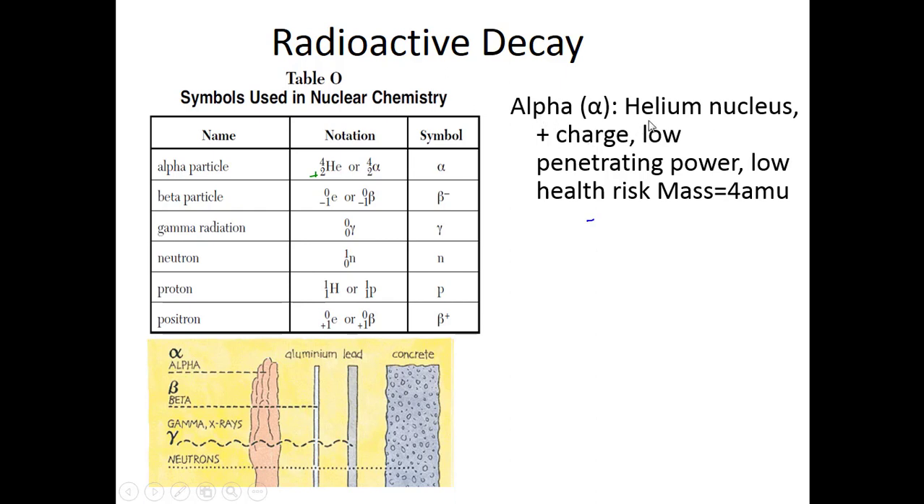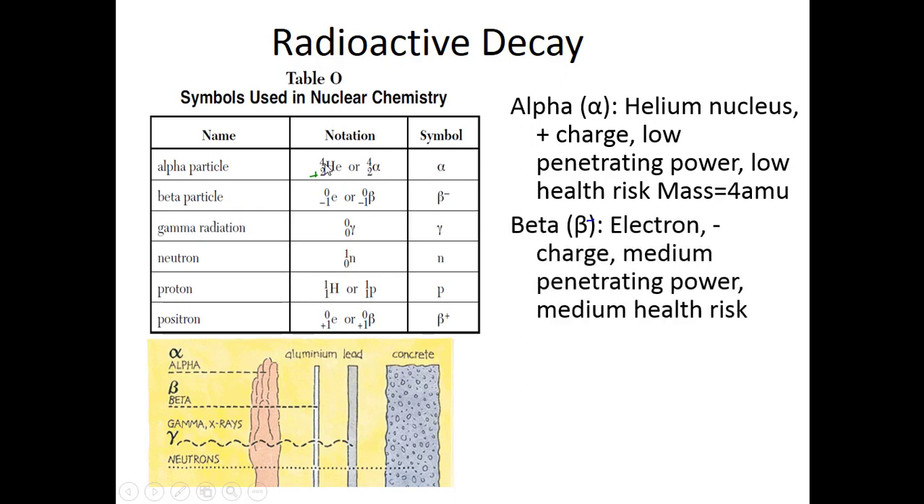An alpha particle is like a helium nucleus. Why? Because it's positively charged, it has a low penetrating power, and it has a low health risk. And the mass is about 4 AMUs. So an alpha particle is synonymous with a helium nucleus because it has 2 protons and a mass of 4 AMUs.